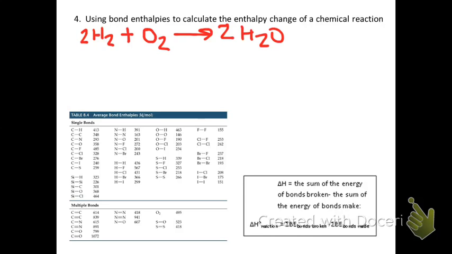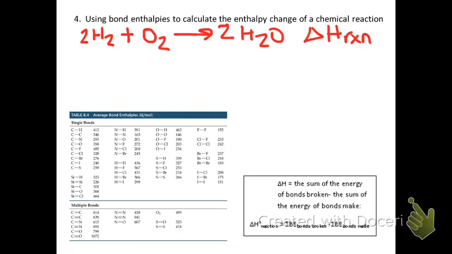Now, in order to use bond enthalpies to calculate the delta H of this reaction, I'll remind you real quick, remember we can use calorimetry to find the delta H value, or we can use Hess's law, and now we're going to learn how to use bond enthalpies to calculate the delta H of this reaction of producing water. Okay? So we're doing a little bit of thermodynamics here.